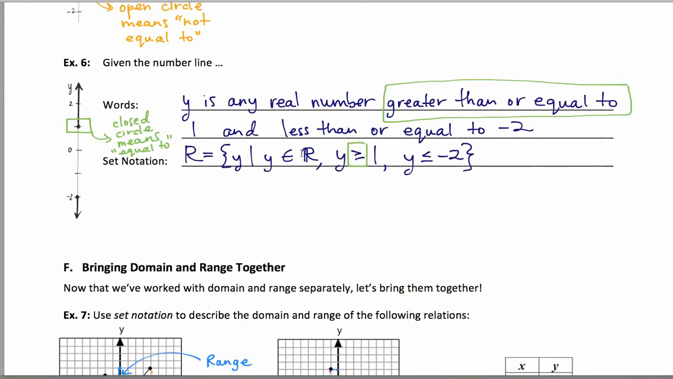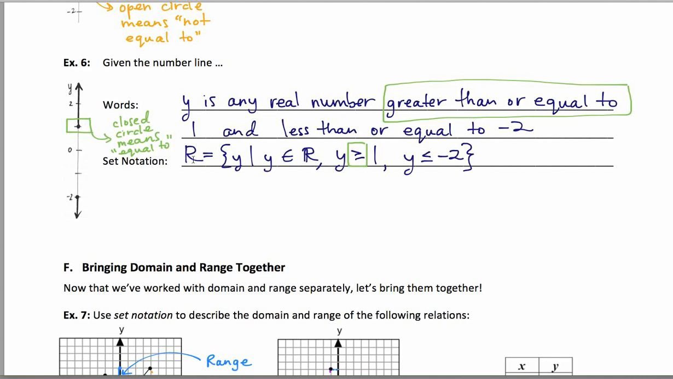If we look at example 6, we're given another number line where we're given two parts. Okay, so notice that instead of being between -2 and 1, it's actually less than or equal to -2 and greater than or equal to +1. So we've actually broken the range up into two parts. So if we say that in words, then we'll say, well, y is any real number, and we're saying any real number because we can see that this line implies the infinite set of points, so it's not just integers or whole numbers or natural numbers. And y is any real number greater than or equal to 1 and less than or equal to -2.